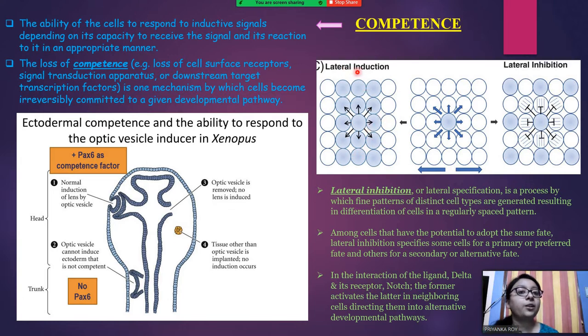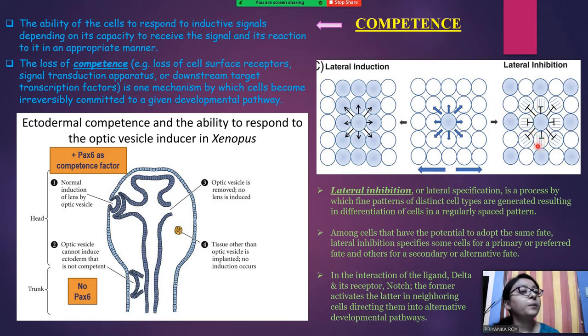That is known as lateral induction: lateral means side, and induction means it is inducing the cells to move on to the same pathway and follow the same fate. What happens if just the reverse case happens, where it is inhibiting the adjacent cells from following the same fate as its own, and they follow an alternative fate or some secondary pathway, but not the pathway which it has followed? Here you can see that the cells have turned into something else, not the blue, not the white, but a striped one, which indicates a third kind of cell.